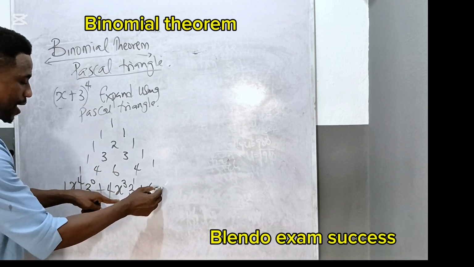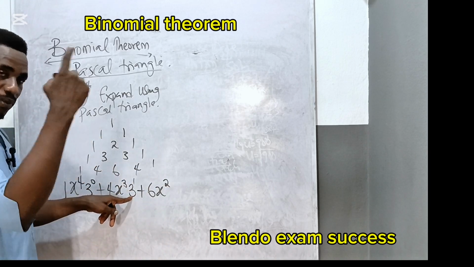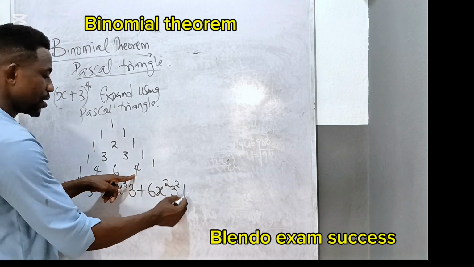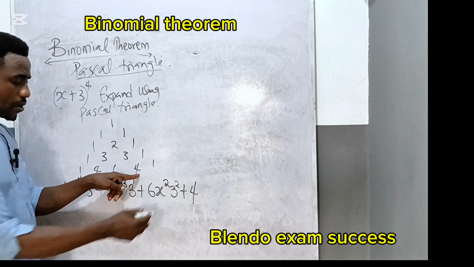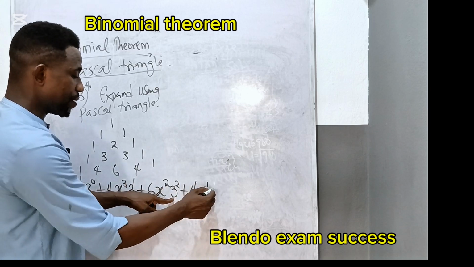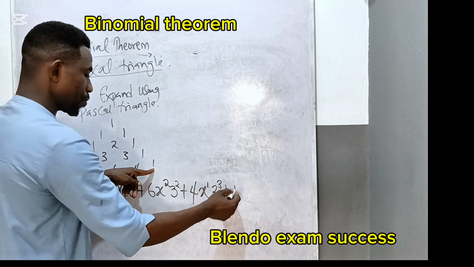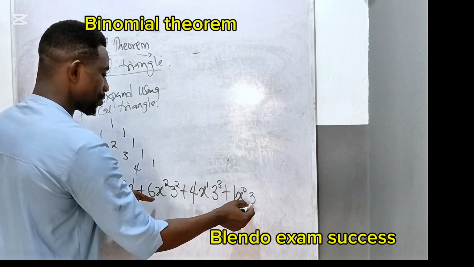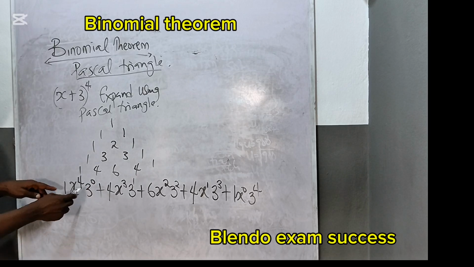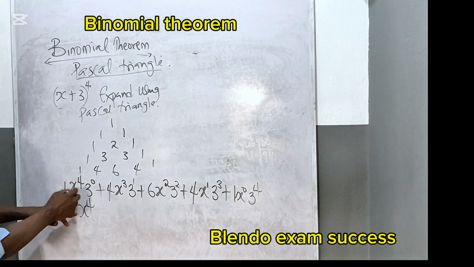What is the coefficient again in the next term? 6. So we have x raised to the power 2, as x reduces by 1 and 3 increases by 1. So here we have 3 raised to the power 2. We continue again. Another coefficient is 4, with x reduced by 1, so 2 minus 1 is 1, and 3 is increased by 1, so we have 3. The last coefficient is 1, plus 1, where x is now raised to the power 0 and 3 is raised to the power 4. Anything raised to the power 0 is 1, and 1 times 1 is 1.